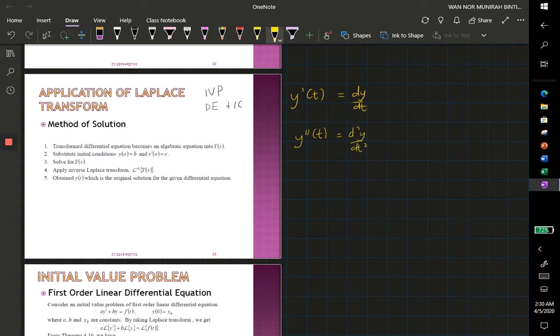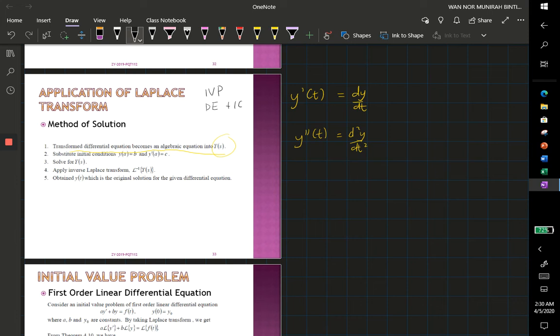So at first you are given a differential equation in time domain, so that you need to transform the DE. When you transform the DE, you will have an equivalent function in frequency domain. So when you transform y(t), you will get Y(s). That is the idea.